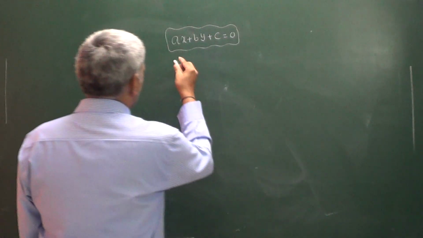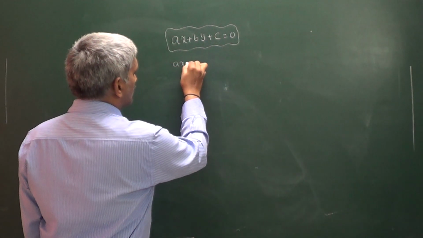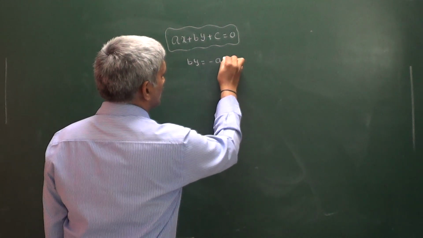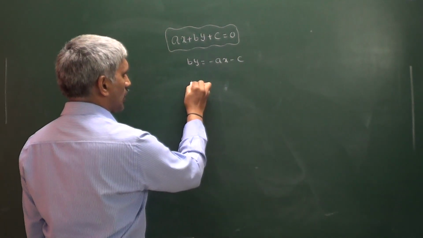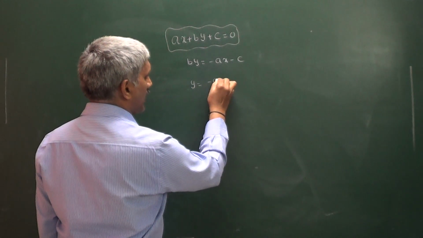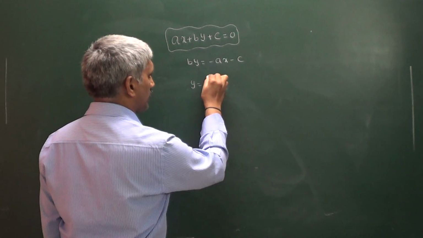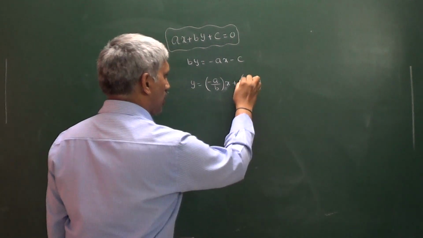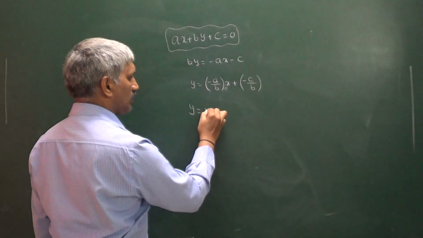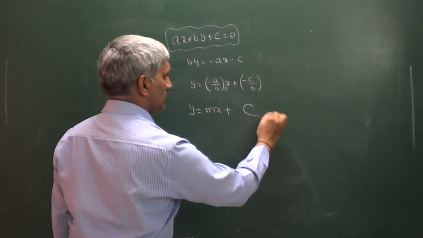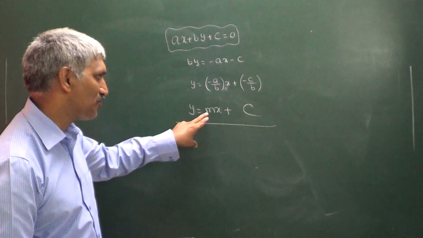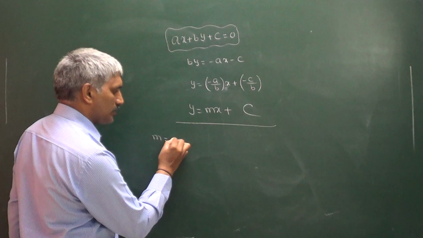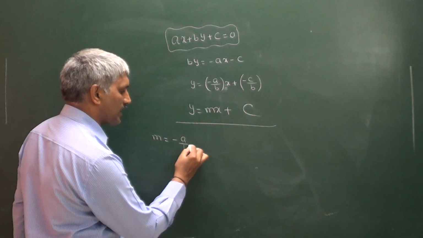Now I am converting this line equation into by is equal to minus ax minus c. Now you will get y is equal to minus a by b into x plus minus c by b. Now it is in the form of y is equal to mx plus c, right? What is the slope of the line? Slope of the line is equal to minus a by b.